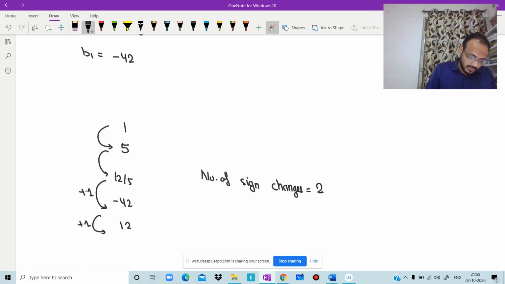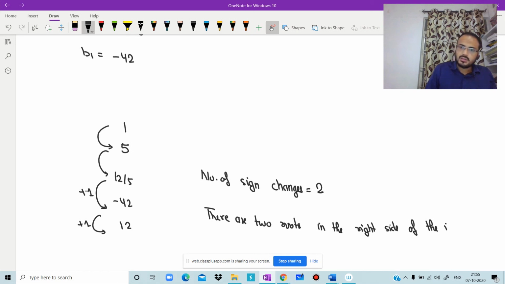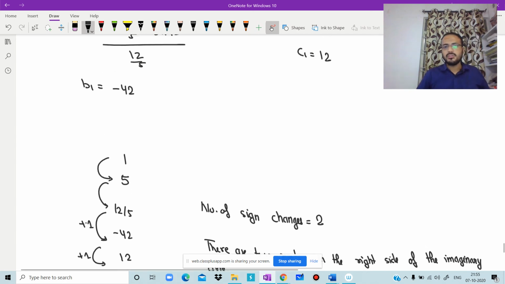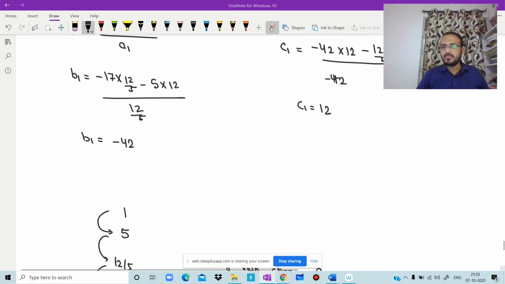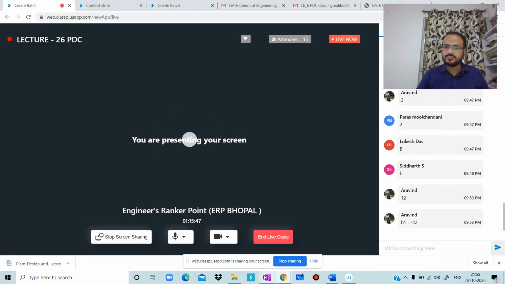It means there will be two roots. So there are two roots in the right side of the imaginary axis. Is it clear up to here? So it is a direct application of that point. Is it clear?